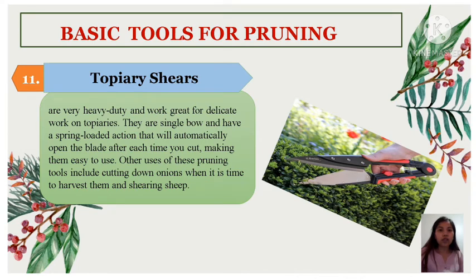Topiary shears are very heavy duty and work great for delicate work on topiaries. They are single hand and have a spring-loaded action that will automatically open the blade after each time you cut, making them easy to use. Other uses of these pruning tools include cutting down onions when it is time to harvest them and shearing sheep.